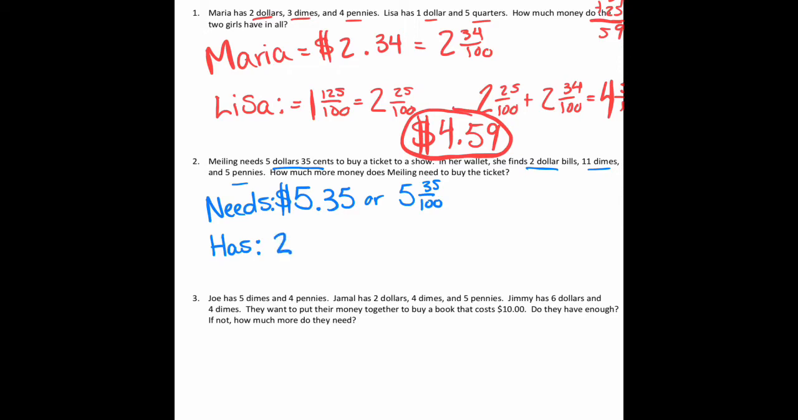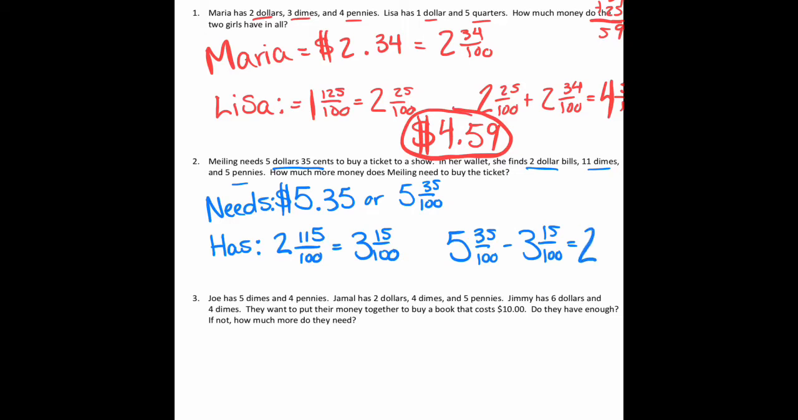So 2 and 11 dimes would be 110, plus the 5 pennies would be 115 hundredths. Well, we don't want to leave it like that, so when we take that whole out, it would be 3 and 15 hundredths, or $3.15. So she needs 5 and 35 hundredths. So we're going to subtract what she has from what she needs to figure out the difference, to figure out how much more she needs total.